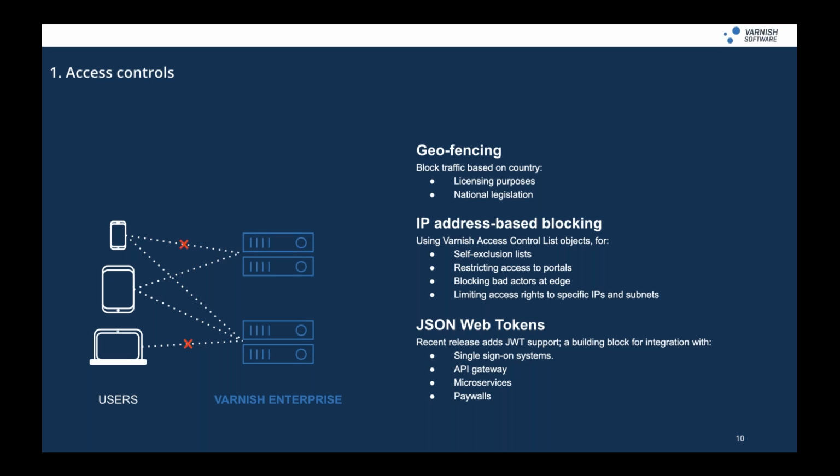And finally, on this section, the latest version of Varnish Enterprise has added support for JSON web tokens. So this is really adding a building block for integration with single sign-on, API gateways, microservices, and paywalls. So it's adding a super powerful feature and ability to further add a layer of authentication and security into the flow before any of the requests enter your network.